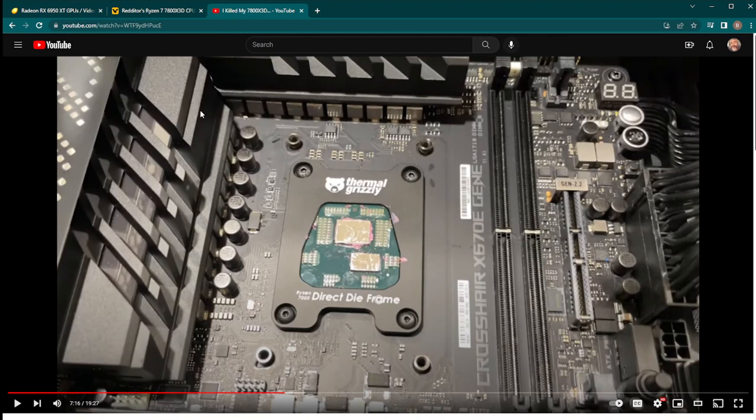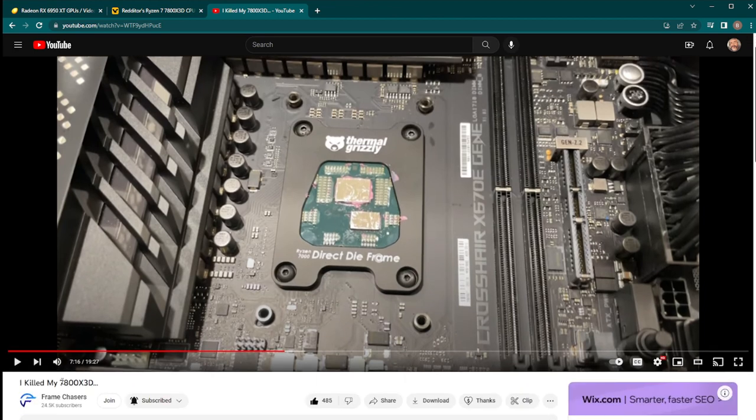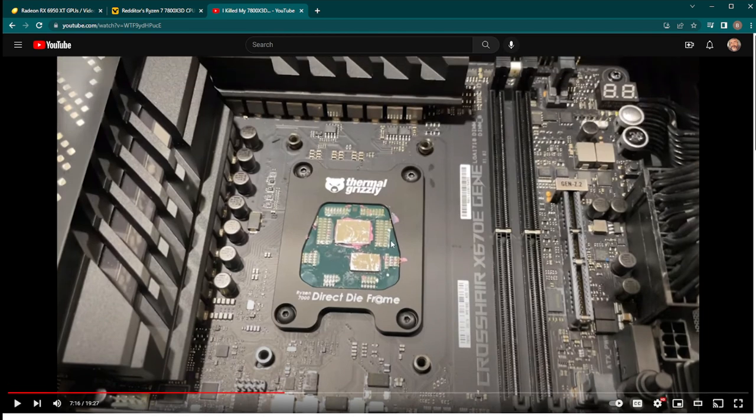So last thing, also about the 7800X3D, Frame Chasers. He killed the 7800X3D, but the way he did it is he tried to do a direct die mount, and I think it got off and he broke his chip. So that's another way to break a perfectly good processor: to delid and then get a bad mount. These chips are very fragile.